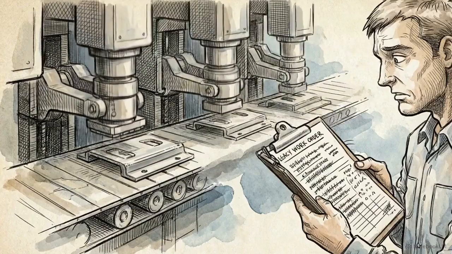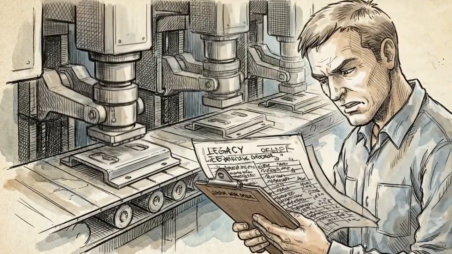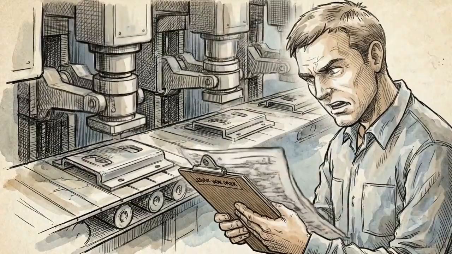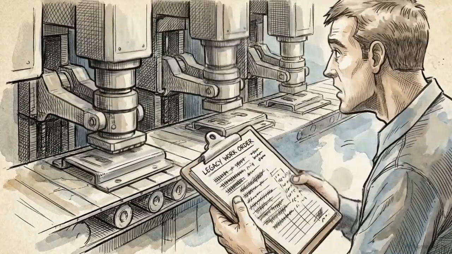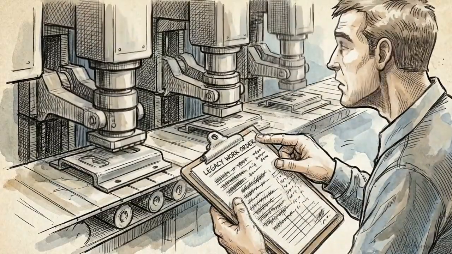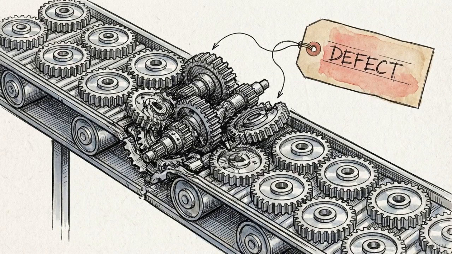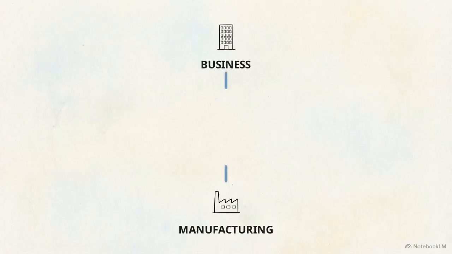Walk onto a traditional factory floor and you will see a massive disconnect. Heavy machinery churns out products while operators scramble with paperwork orders. By the time someone logs a problem manually, the machine has already produced hundreds of defective parts. To solve this, you need a digital bridge between the business layer and the manufacturing floor.